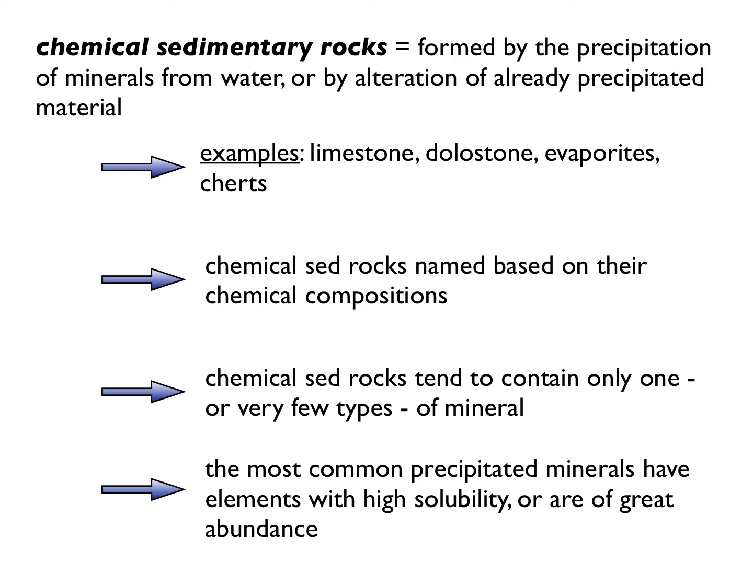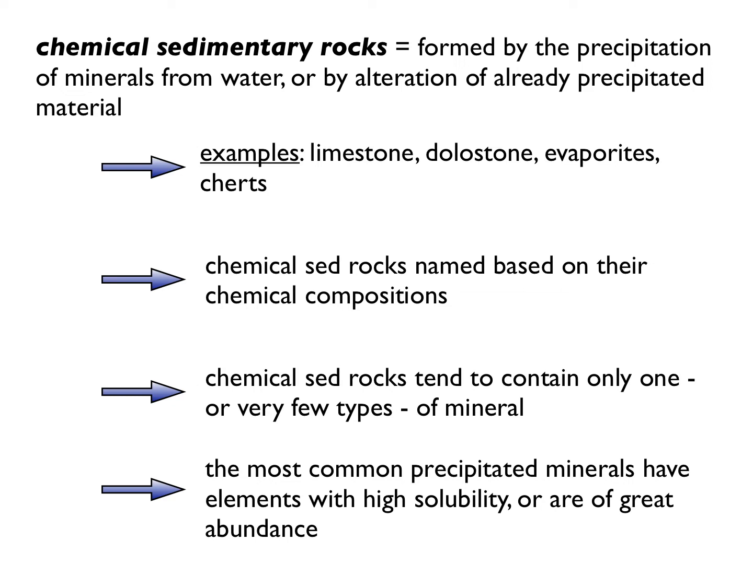Okay, so as we discussed in class, chemical sedimentary rocks differ from clastic or detrital sedimentary rocks in that they are formed by the precipitation of minerals from water or by alteration of already precipitated material. Examples of these types of rocks include limestone, dolostone, evaporites, and cherts. We're going to talk about all of those.